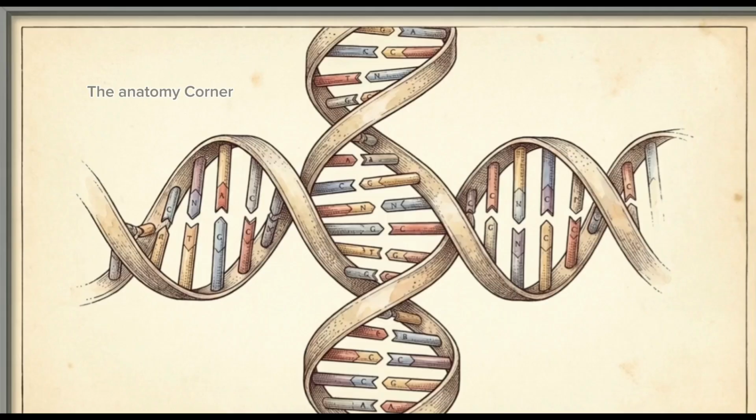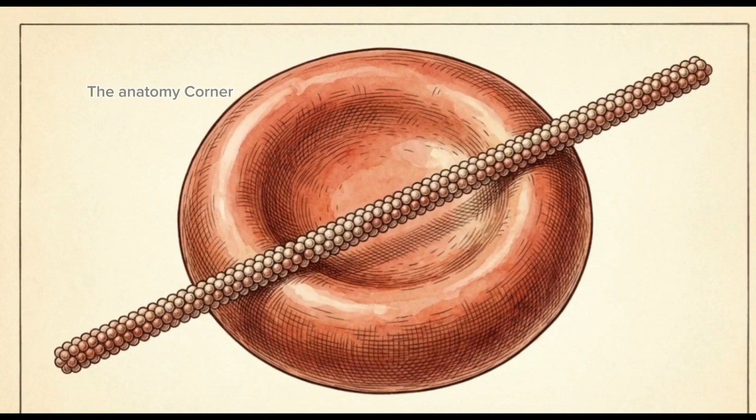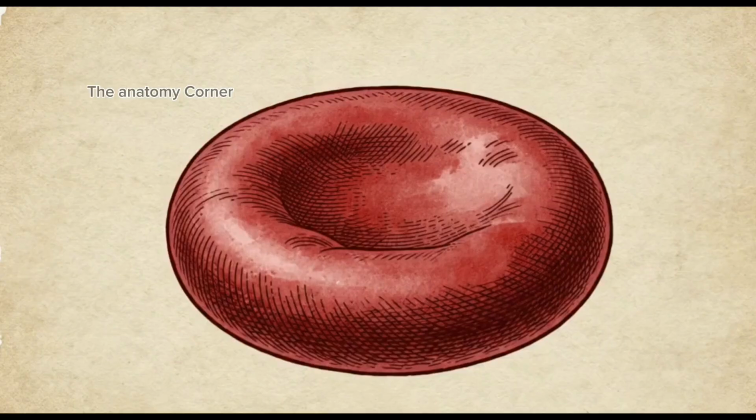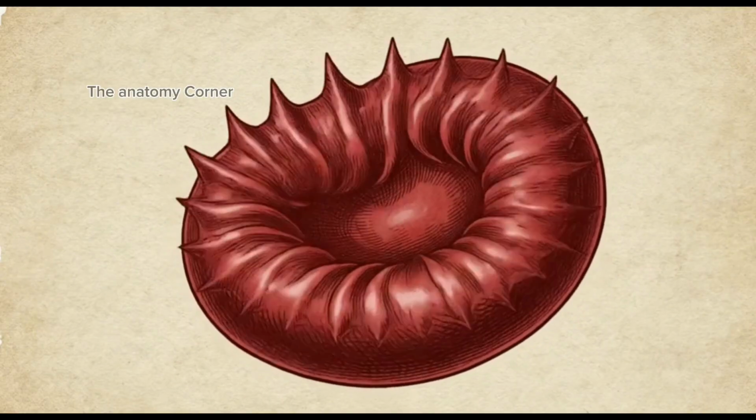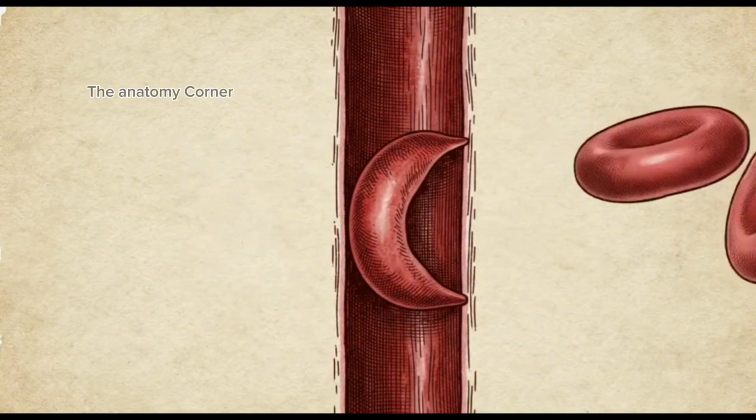Failures also originate at the base code of biology, genetics. A single typographical error in a DNA sequence can alter the structure of a vital protein, completely derailing its function. In sickle cell disease, a single amino acid mutation causes hemoglobin inside red blood cells to polymerize when oxygen drops. The once flexible cell physically distorts, hardening into a rigid crescent shape that wedges into small blood vessels and blocks blood flow.